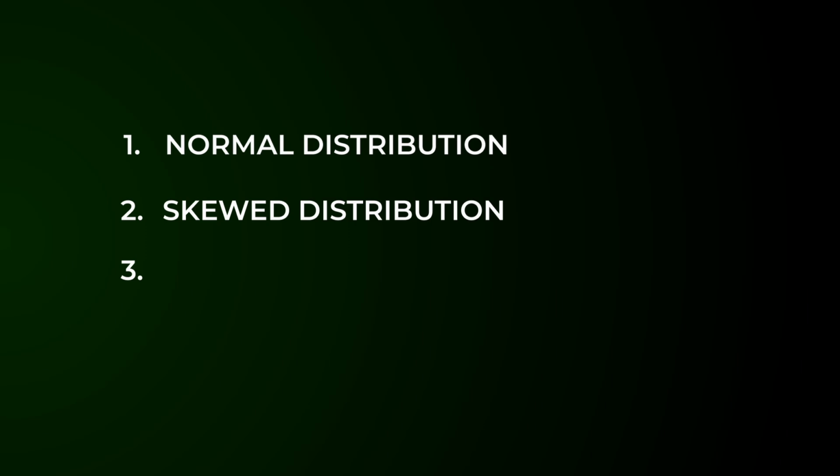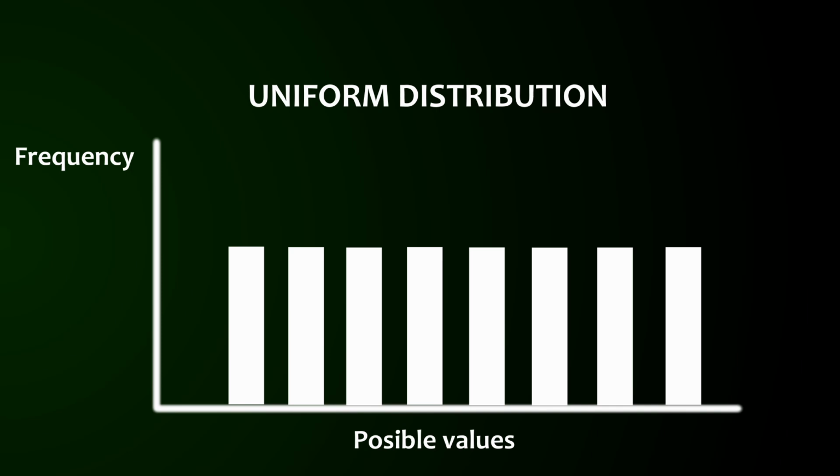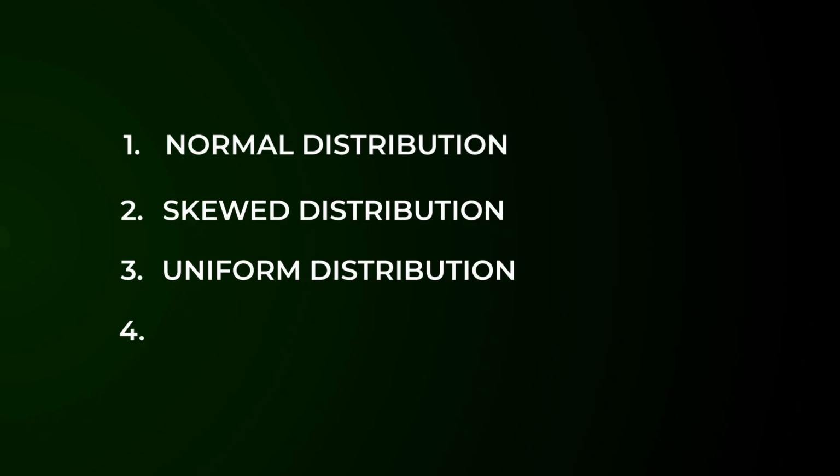The third type of distribution is uniform distribution. In a uniform distribution, data is evenly distributed across all values, creating a flat, rectangular-shaped distribution. An example is rolling a fair, six-sided die, which can produce a uniform distribution of outcomes from 1 to 6. The fourth type of distribution is bimodal distribution.